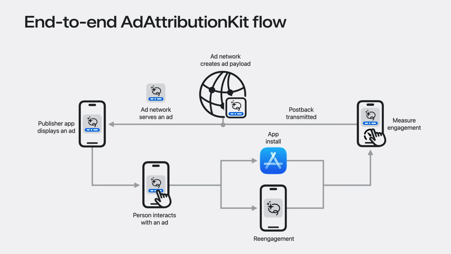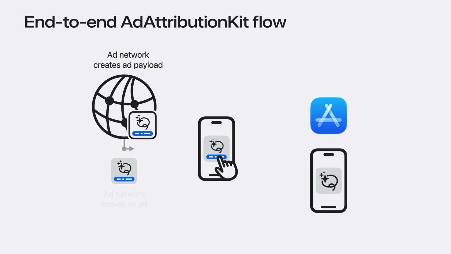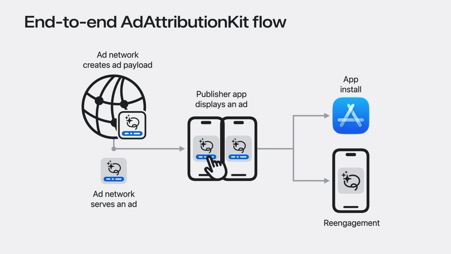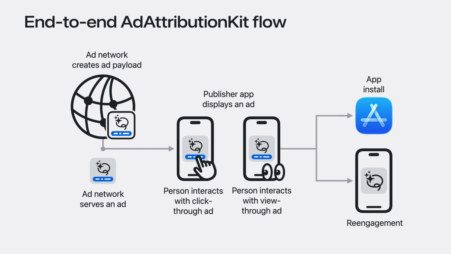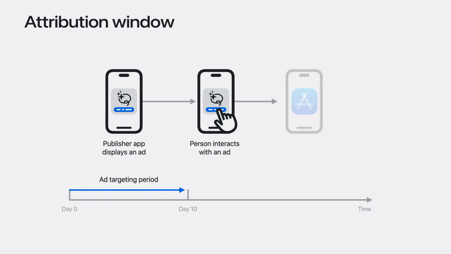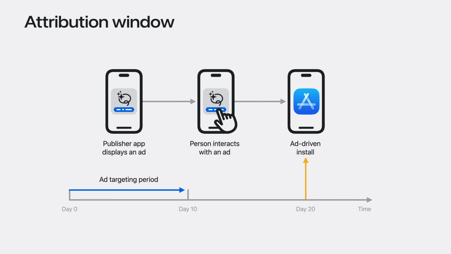Revisiting the end-to-end ad attribution flow. AdAttributionKit performs attribution based on ad recency and ad type. The two ad types supported by AdAttributionKit are click-through ad and view-through ad. Different ad types typically target a different time horizon. For example, a click-through ad might target driving conversions within 10 days. And when a conversion happens later than the targeted time frame, let's say at 20 days after the impression display time, this conversion should no longer be considered driven by this ad.